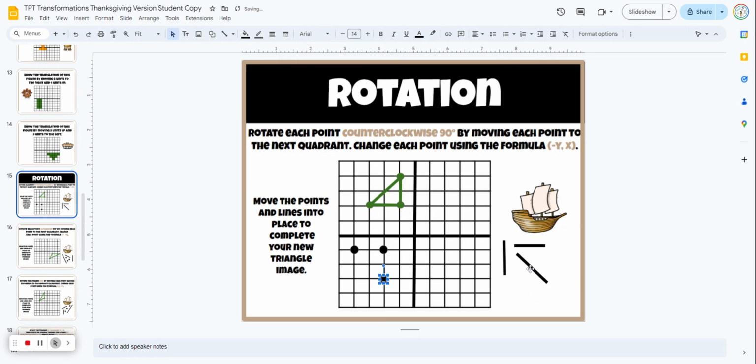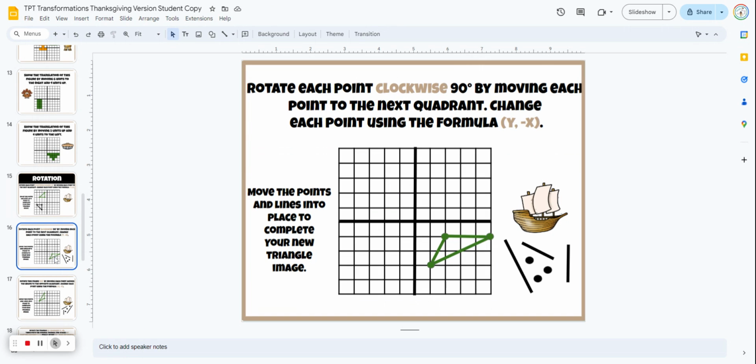We've got these movable lines here to finish the sides of the triangle. They just click and hold, and then they can move these into place. Same with the points. We just click and hold. So there we show a movement counterclockwise 90 degrees. The next slide is going to show a movement clockwise 90 degrees using a different formula.